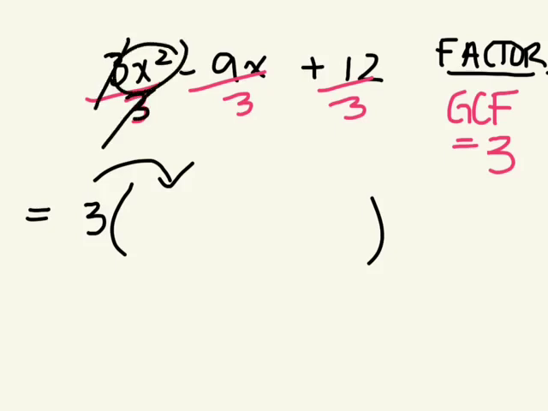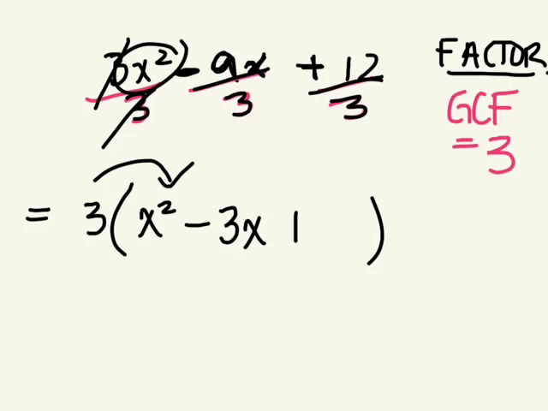What's 3 divided by 3? It cancels out. What am I left with? x squared. Negative 9x divided by 3 is negative 3x. What's positive 12 divided by 3? Positive 4.